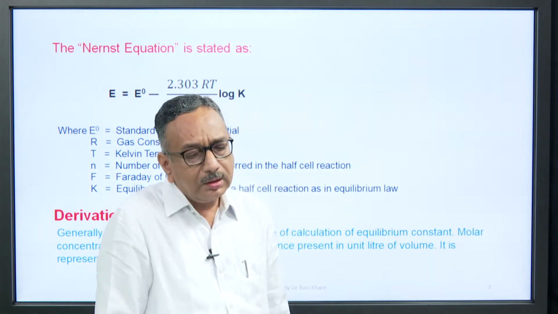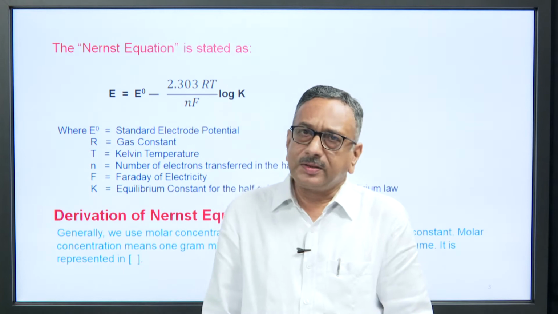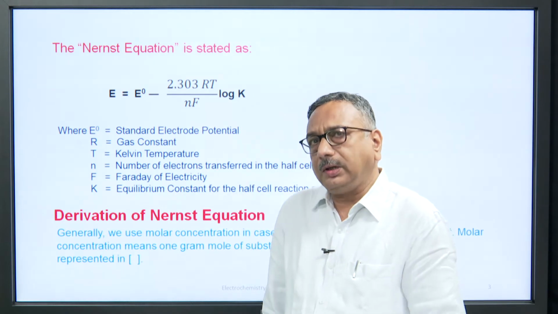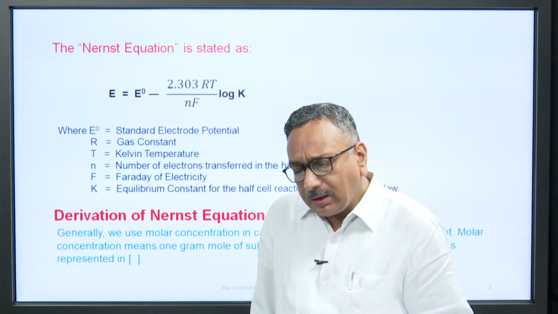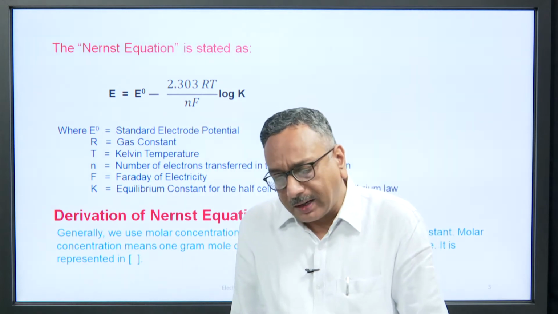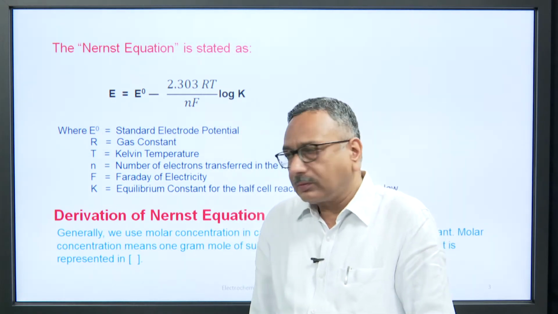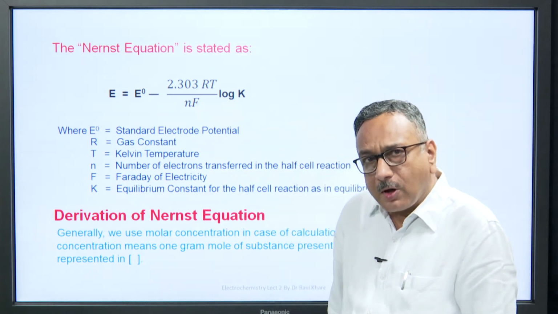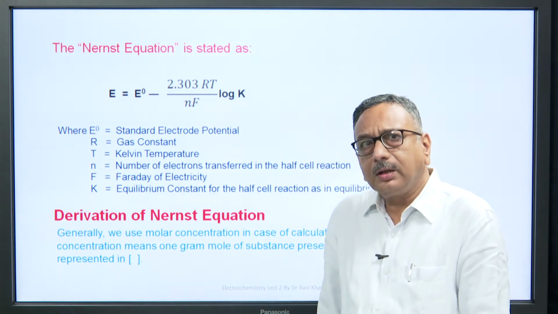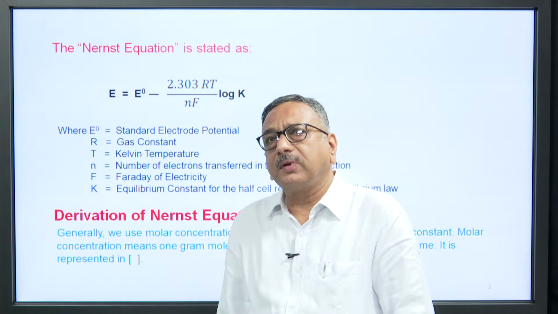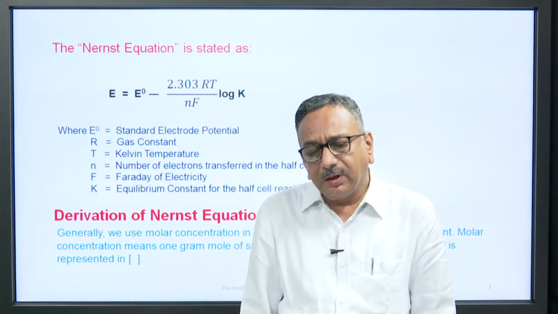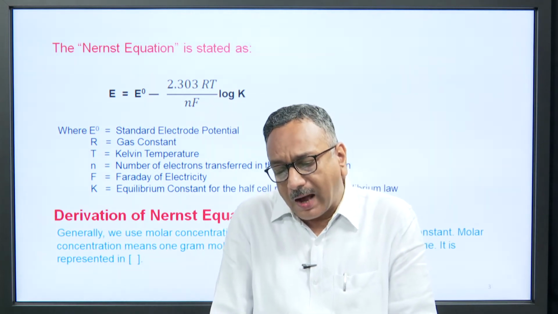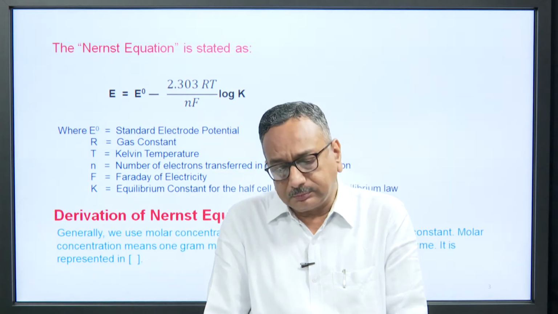We know the Nernst equation. The Nernst equation is defined by capital E, that is the electrode potential, is equal to E naught, the standard electrode potential, minus 2.303 RT upon nF log of K, where E0 is the standard electrode potential, R is the gas constant, T is the Kelvin temperature, n is the number of electrons transferred in the half cell reaction, F is the Faraday of electricity, and K is the equilibrium constant for the half cell reaction as in equilibrium.